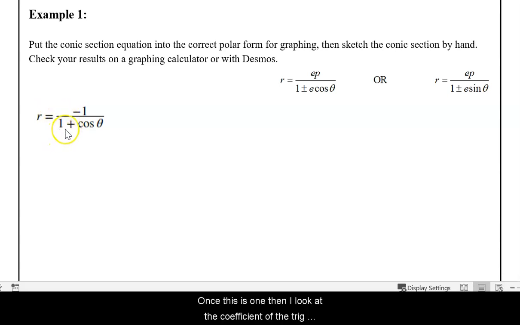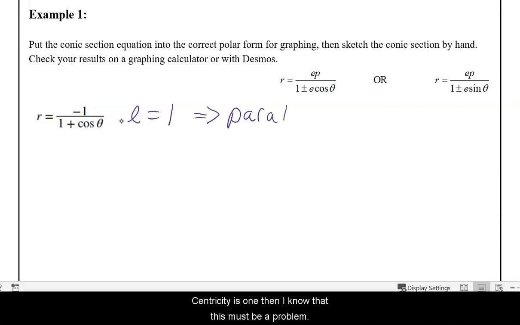Once this is a 1, then I look at the coefficient of the trig function in the denominator. I ignore the plus or minus sign and think of it in terms of absolute value. Whatever that coefficient's absolute value is, that is the eccentricity. There is no number written here in front of cosine. That means that the eccentricity on this problem must be equal to 1. If the eccentricity is 1, then I know that this must be a parabola.